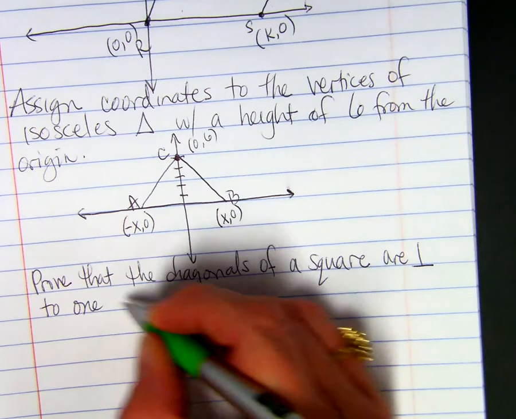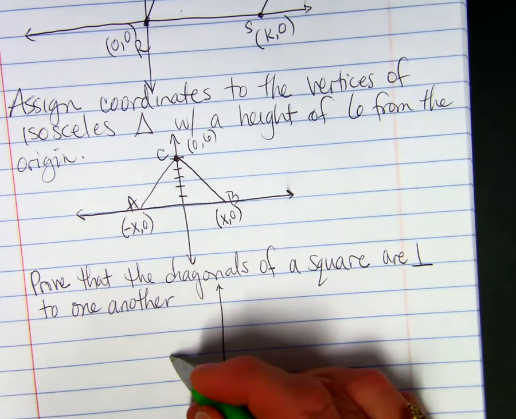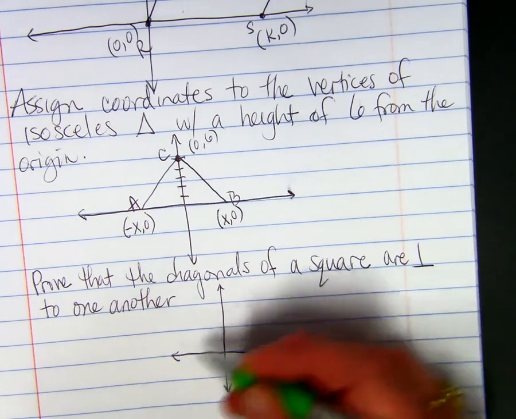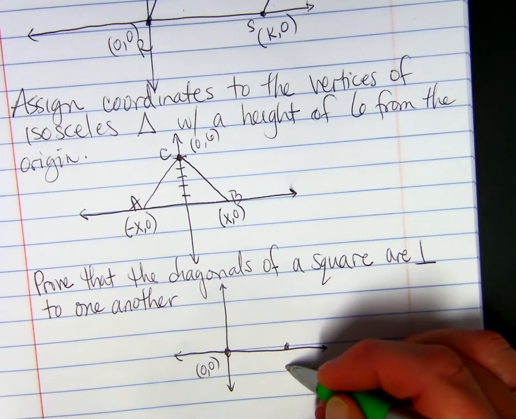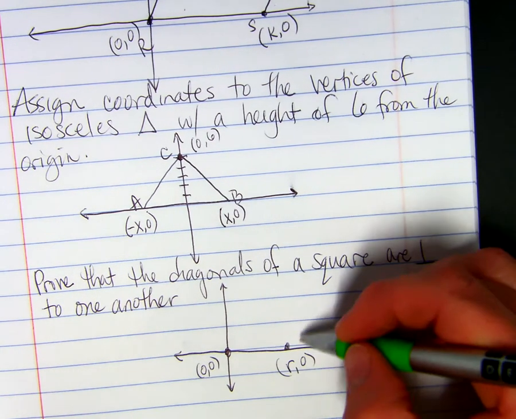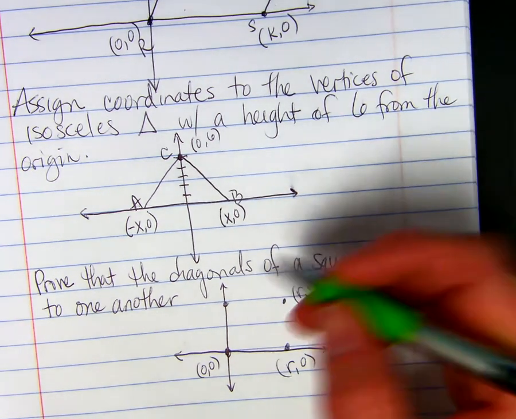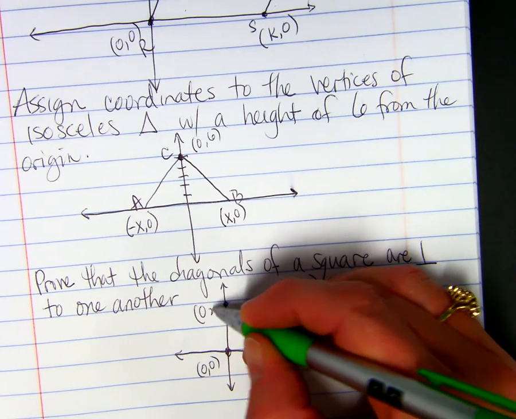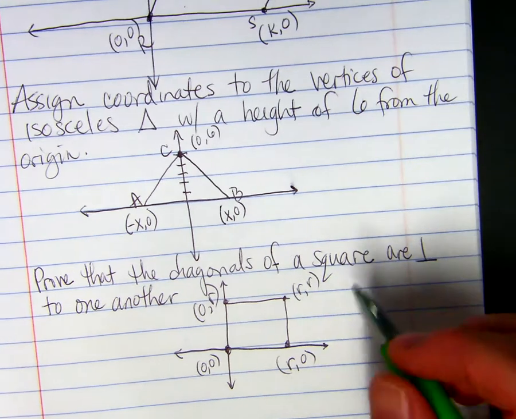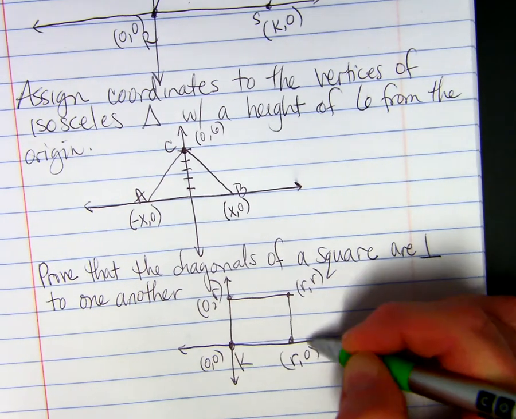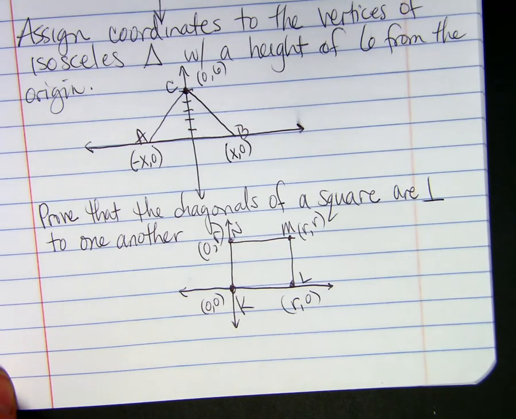To one another. So we're going to place a square on the coordinate plane. Now we're not going to be specific. We're going to have 0, 0. We're going to have R, 0. Because it's a square, this will be R, R, and this will be 0, R. And we will call this, we can call it whatever we want. So K, L, M, N. That way when we refer to segments, we have a name for them.